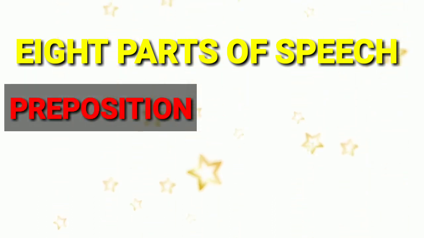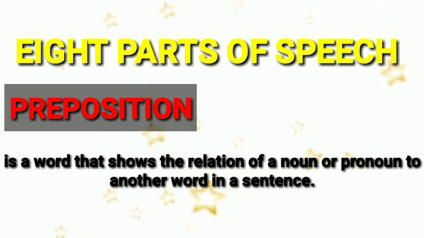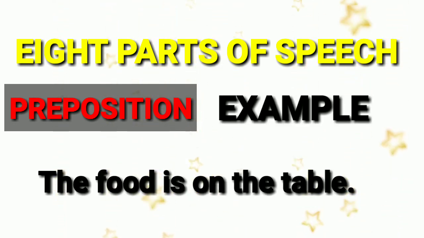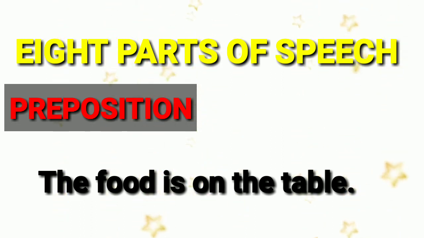Next is preposition. It is a word that shows the relation of a noun or pronoun to another word in a sentence. Example: the food is on the table. On is the preposition being used in this sentence because it shows the relation of the word food to the table. It tells the position of it.